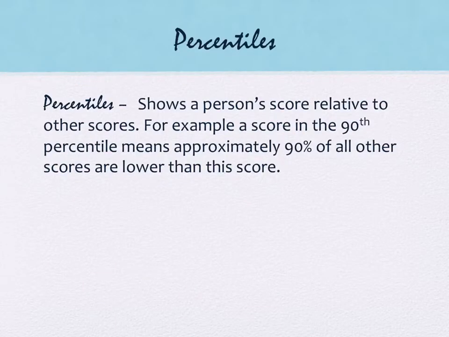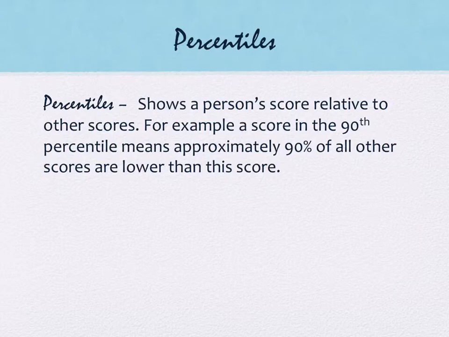This is percentiles. Percentiles shows a person's score relative to other scores. For example, a score in the 90th percentile means that approximately 90% of all other scores are lower than this score. Most standardized tests that children take are in percentiles.